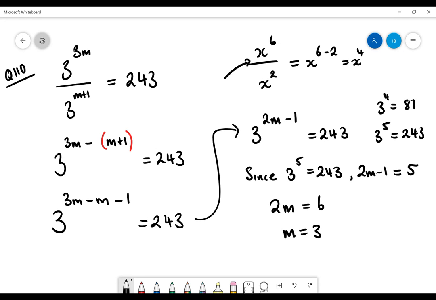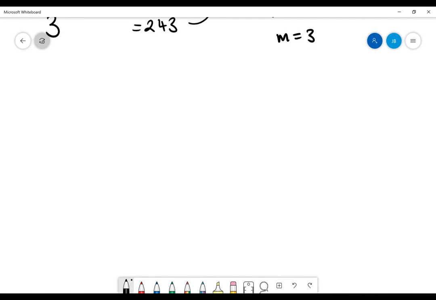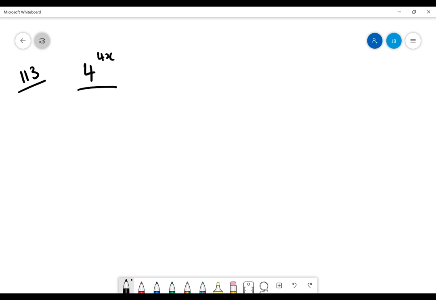So let's look at another problem here. We'll go through question 111. Oh no, sorry, we'll look at question 113. Very similar type of problem. So we have 4 to the power of 4x over 4 to the power of x plus 2. And that is equal to 16.